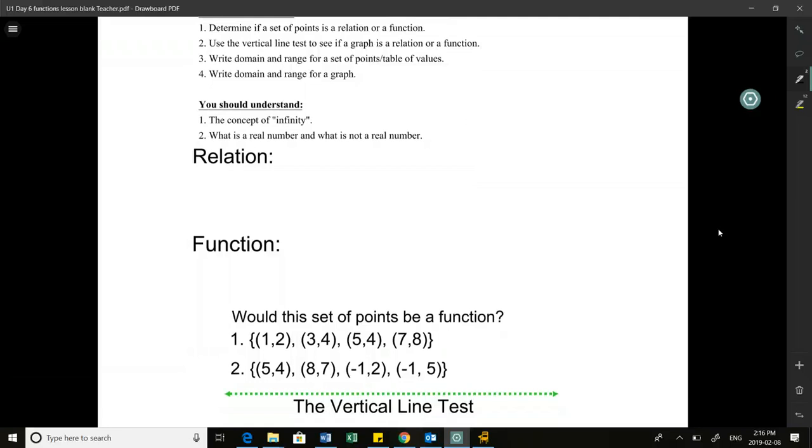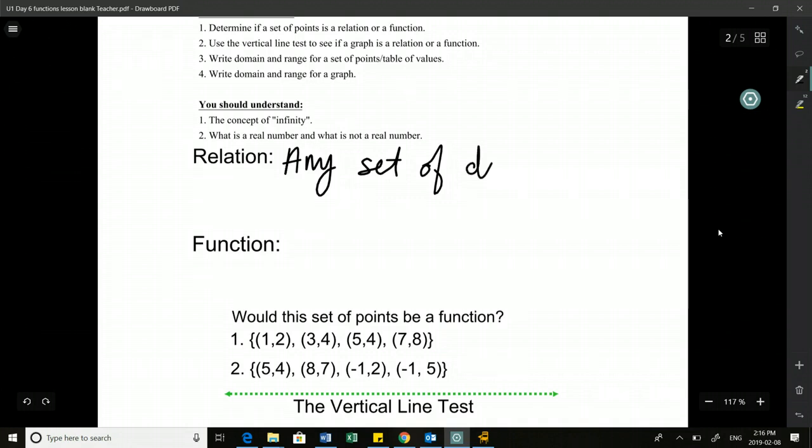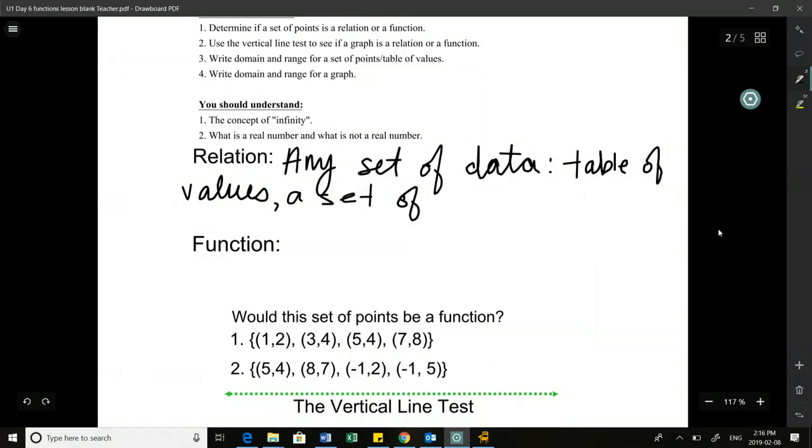Okay, so there's still a little bit more that we need to build on our idea of a function. Okay? So we've got something called a relation, and we've got something called a function. A relation is basically anything that you might be presented with in your math courses. So it can be any set of data. Okay, I'm going to go back to that first slide in a second, but I want to do this first. Any set of data, and some examples that you might see would be a table of values, a set of points, a graph, or an equation. So those are all examples of different ways that we can represent sets of data.